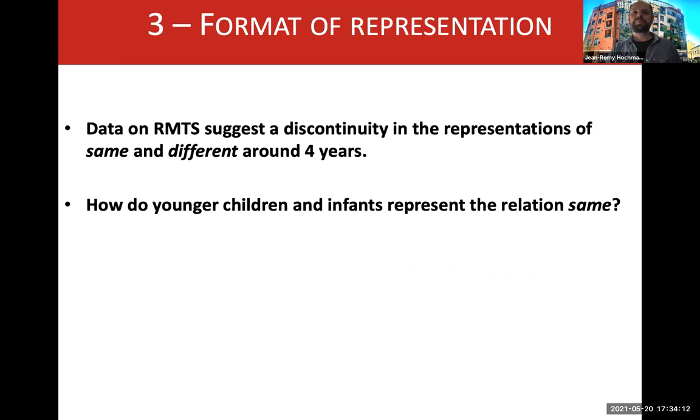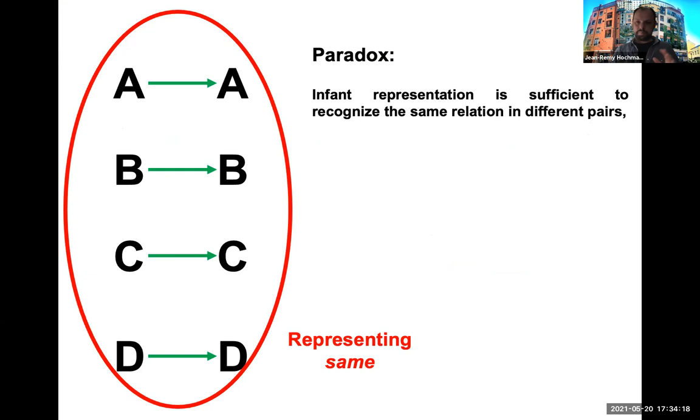In fact, we are facing at this point a paradox, right? If you have followed me, you should be convinced that young infants, even 6 months old, have a representation of same, right? So they have a representation that allows them to see what's common in the AA pair, in the BB pair, in the CC pair, et cetera, right? And that's what it is to represent same. And that's what should allow them to succeed to learn the rules same predicts right.